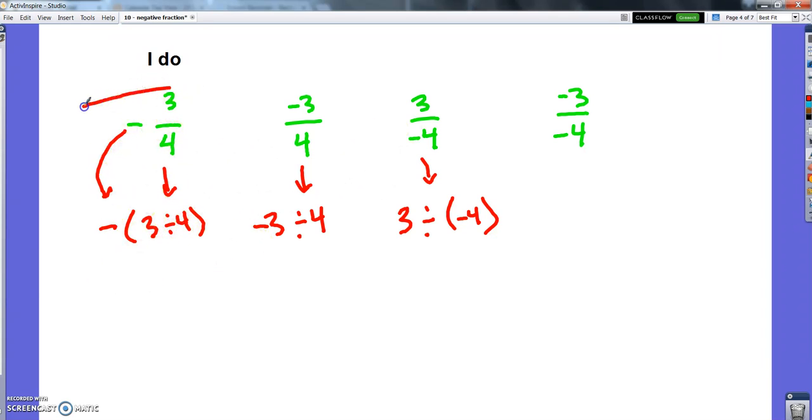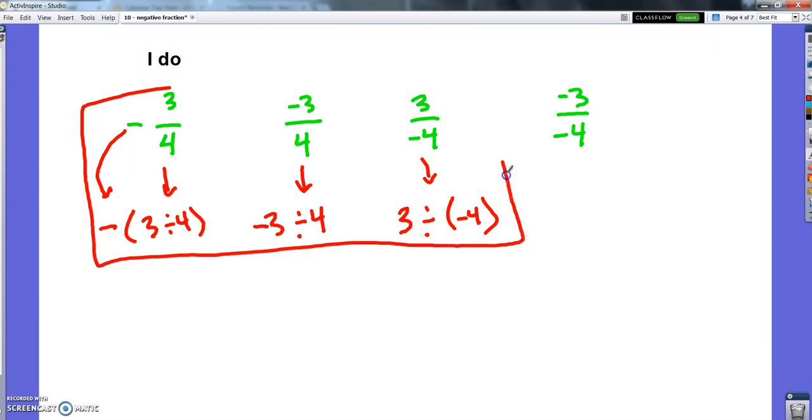So you can move back and forth between any of these that you want, is really what I want you to know. That the order of the signs and exactly how you put the sign doesn't matter. If you want a negative fraction, all this is fine.